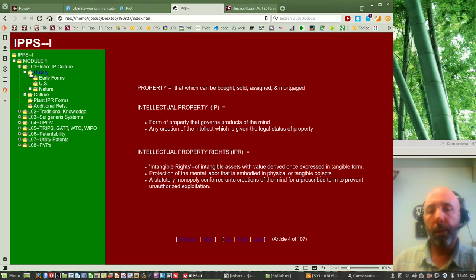Really it starts with the beginning of IP. And IP is again a product of the mind that can have value. So it's an intangible thought process that is manifested in intangible output, and it's given legal status in that domain. Okay, intellectual property rights, when you put the R on that term, is something that is granted to you if you are given some type of protection for that IP, and it's very specific to the country in which it is issued, as we'll see further in the course. Okay, but in general, the IPR is to prevent others from utilizing your technology or your IP without your permission.